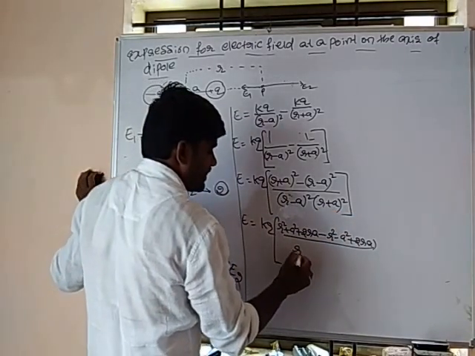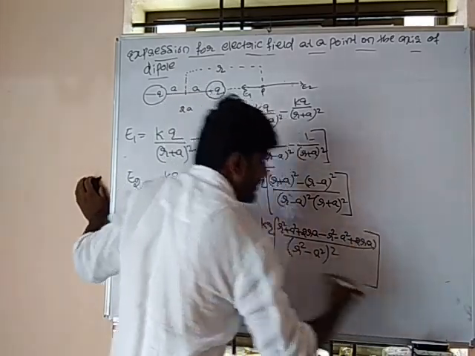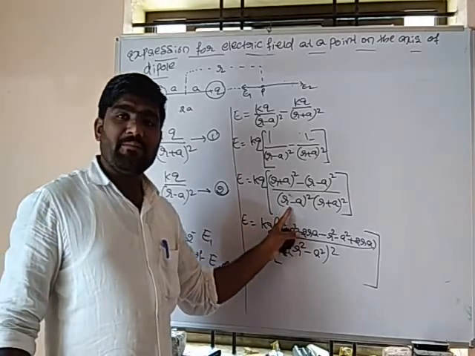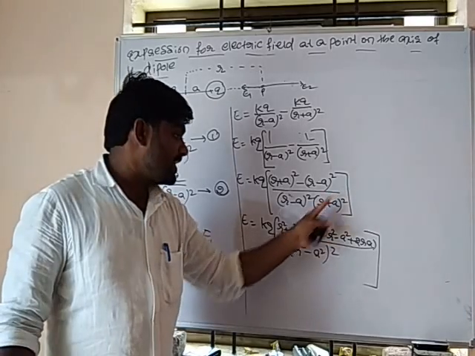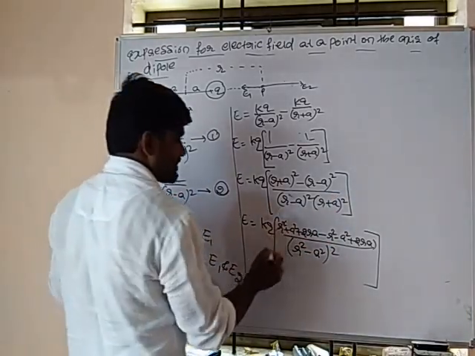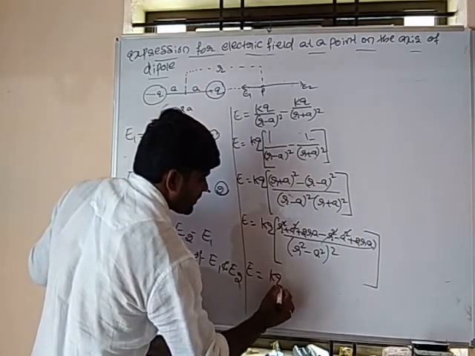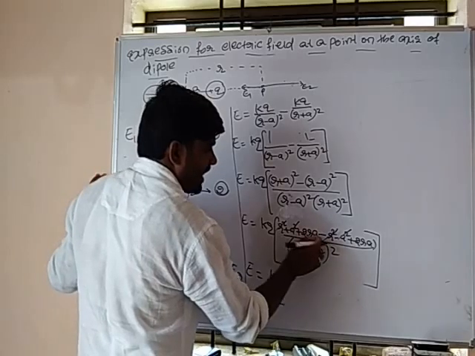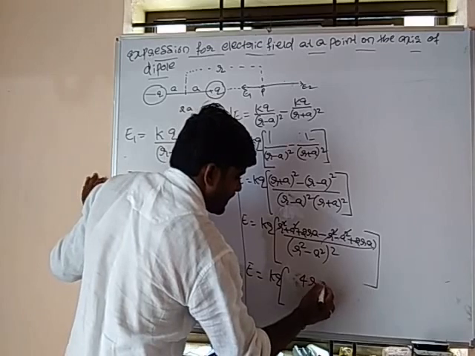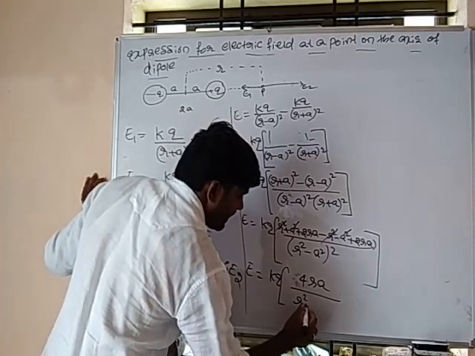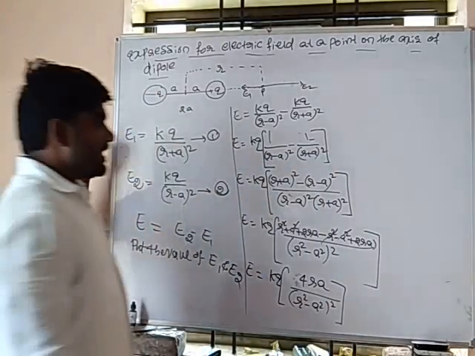Write this: R square minus A square, it's a whole square. Here, A minus B, A plus B, we can write as A square minus B square, and the square is kept as it is there. R square, A square, R square, A square get cancelled. So E is equal to KQ into 2RA plus 2RA, it will be 4 times RA divided by (R square minus A square) whole square.